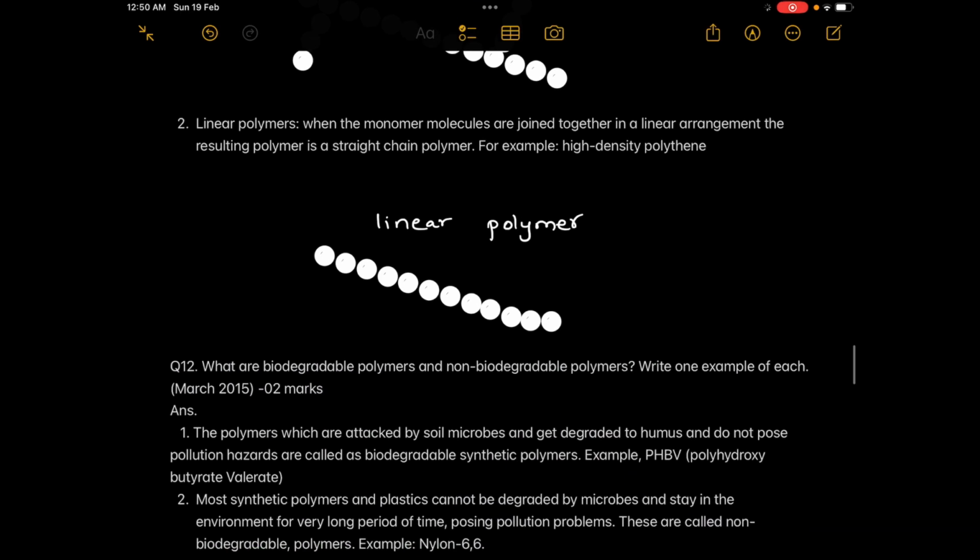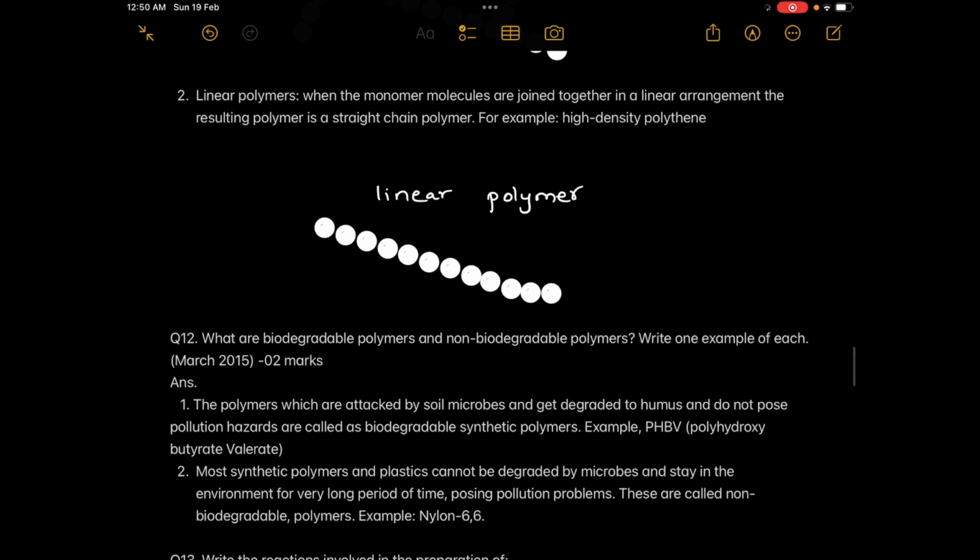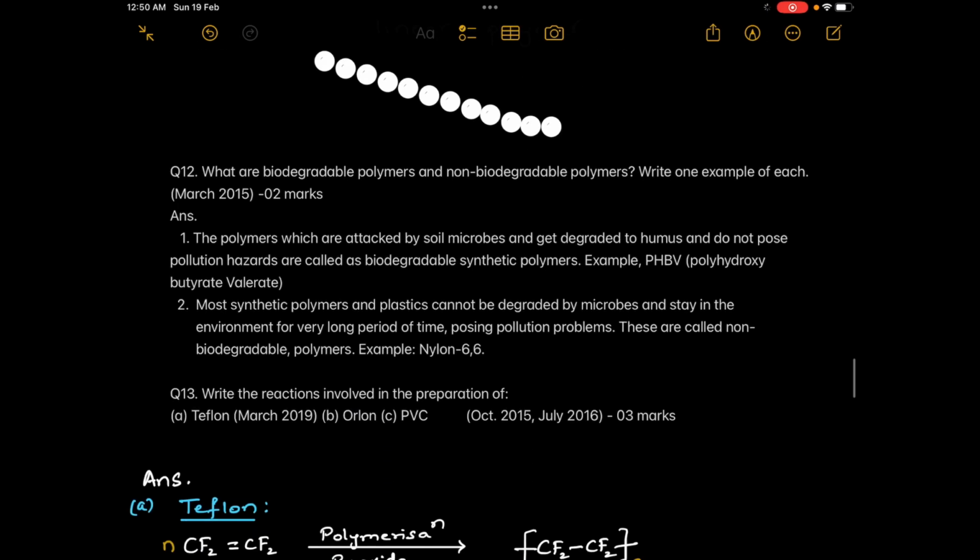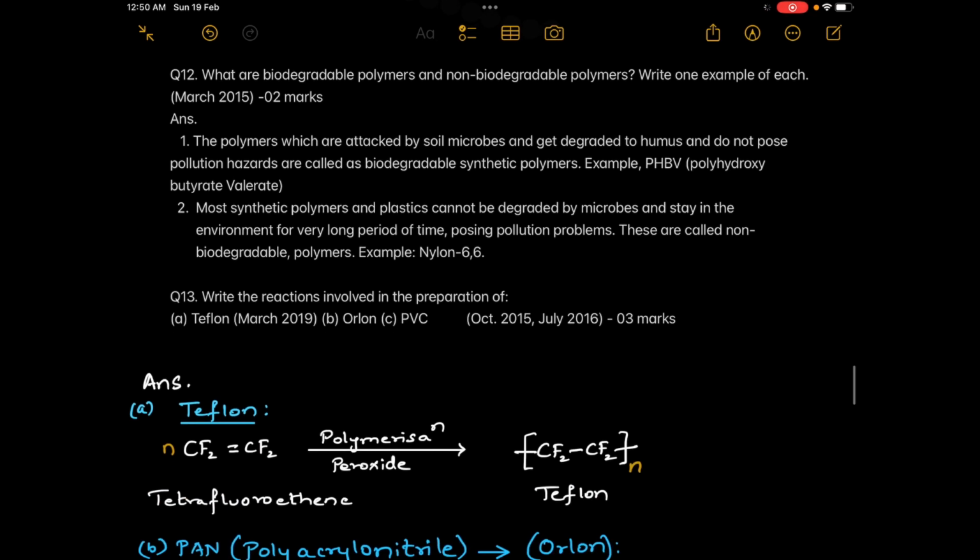See the next one, linear polymers. When monomer molecules are joined together in a linear arrangement, the resulting polymer is a straight chain polymer. We can simply write down that it's a straight chain polymer. That's it. Example, high density polythene, that is HDPE. Let's move on to the next one.